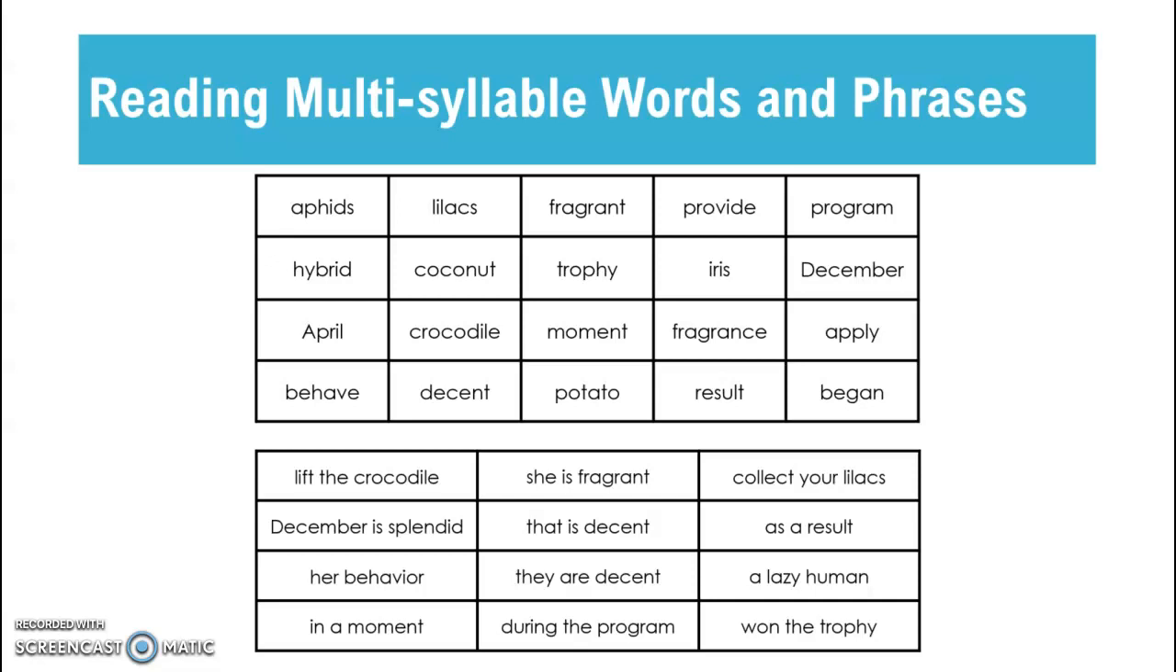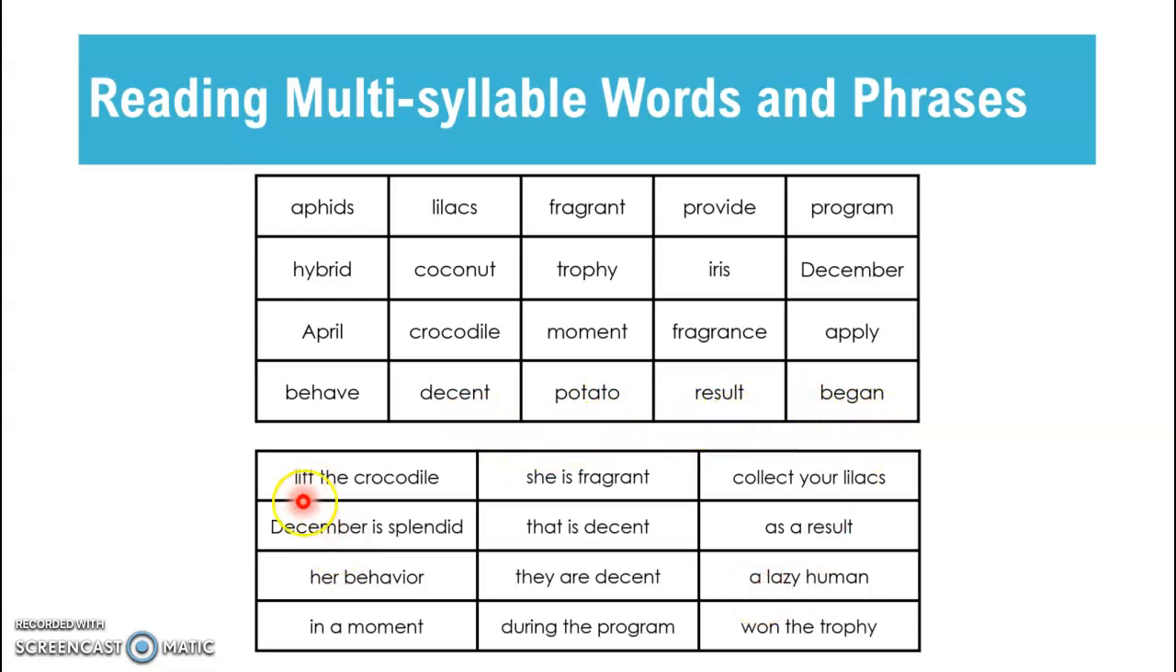Our first word is aphids. Aphids are little tiny bugs. Lilacs, fragrant, provide, program, hybrid, coconut, trophy, iris, December, April, crocodile, moment, fragrance, apply, behave, decent, potato, result, began.